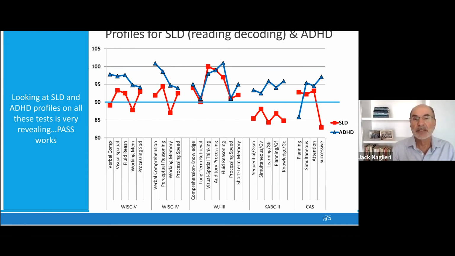KBC, not much happening. WJ, wow. If you're doing cross battery so you can get all those CHC factors, I would suggest that the WJ doesn't differentiate these individuals very well at all. I'm still waiting to get evidence about how these other tools measure any better. And look at the WISC-4 and the WISC-5. The only thing that seems to happen here with the children with reading disabilities is a little bit low on working memory. So how can we understand that?